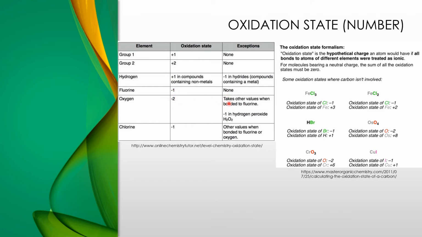That can be changed when it's bonded to a fluorine as well. And then the only other exception is when it forms hydrogen peroxide, in which case it has a charge of -1. And then again, most of the time, chlorine has a charge of -1, but there are some exceptions to the rule.